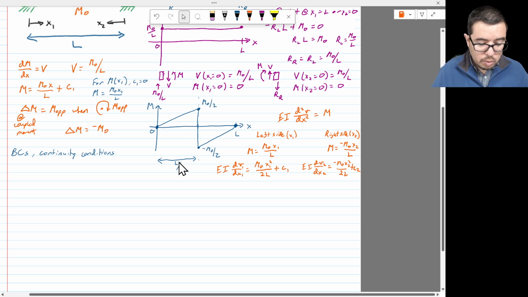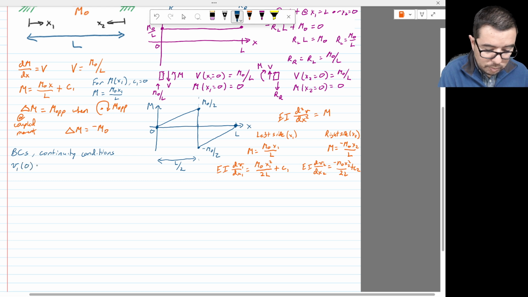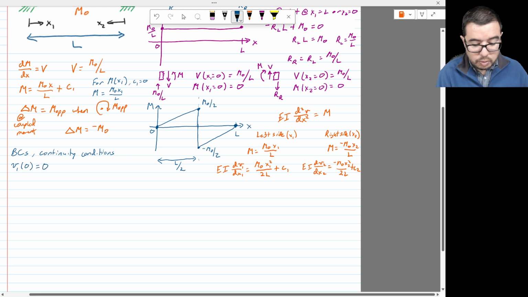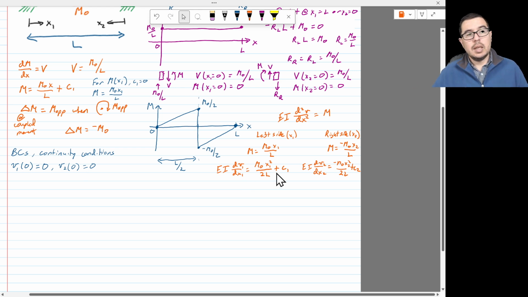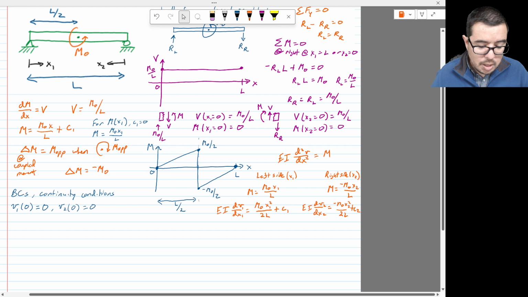So we know that v1 of 0 is equal to 0. That's the little v now. We also know that little v2 of 0 is equal to 0. Not super helpful at this phase of the game, though, because we have a first derivative. And so that's kind of unfortunate.